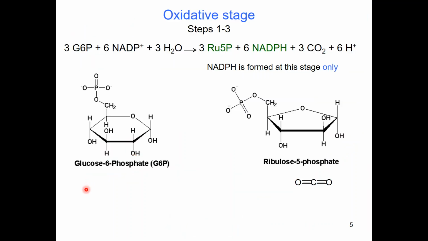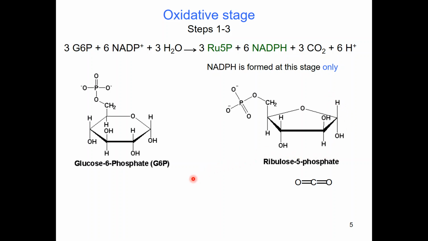So let's focus first on the oxidative stage. Again, if it's oxidative stage, the oxidation state of carbon atoms needs to be changed in the course of the process. So this is the starting compound of the whole pathway, and in particular the oxidative stage of the pathway, glucose 6-phosphate. And the product of the oxidative stage of the pathway is ribulose 5-phosphate that you can see here.